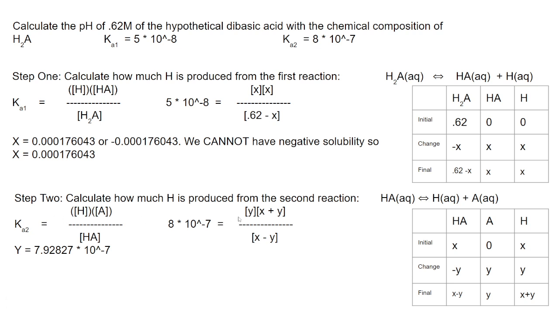Plugging in those values, like we did in the first one, we get 7.92827 times 10 to the power of -7 for the value of y.